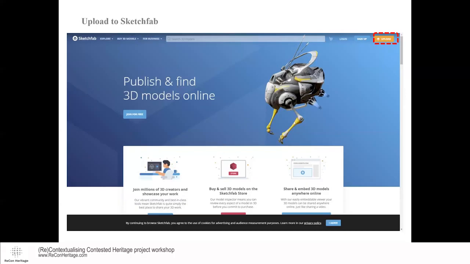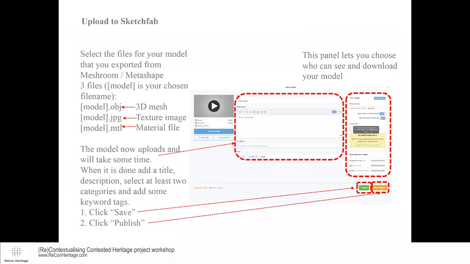To upload your model, once you've logged in, you click on this upload button. That brings up a screen, and you select the files for your model. So you need the OBJ, the JPEG, and the material file. You select those, and then it begins to upload. Whilst it's uploading, or when it has uploaded, you'll see the progress here on the left-hand side.